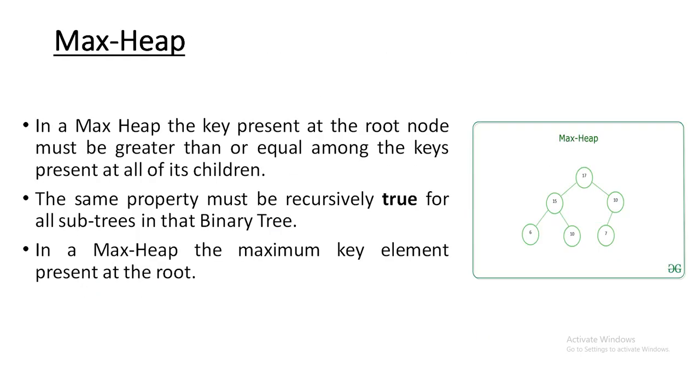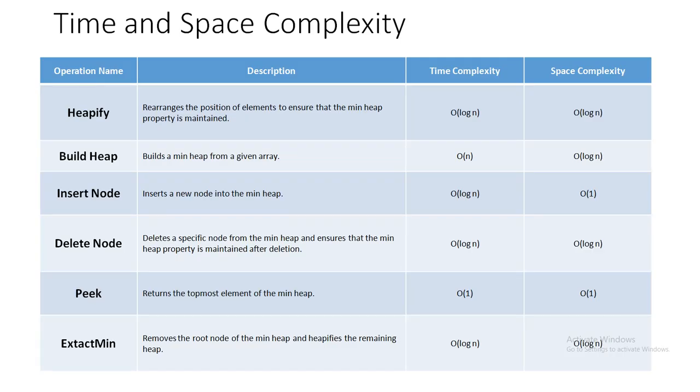And max heap, similarly to min heap, means the root must have the highest value. So the complexity for the heapify operation is log n, because we need to traverse all the nodes in the tree. For build heap, the time complexity is n, because once the elements are inserted, if they are not in order, we need to travel from the root, that's why n.